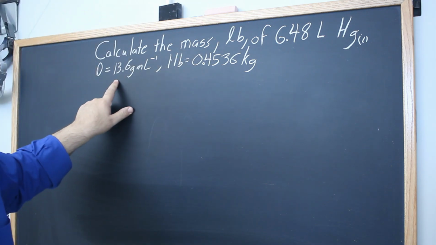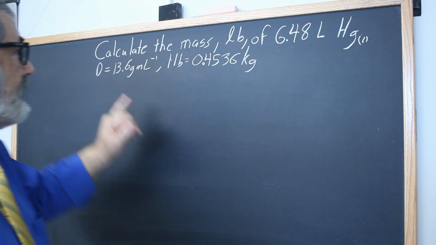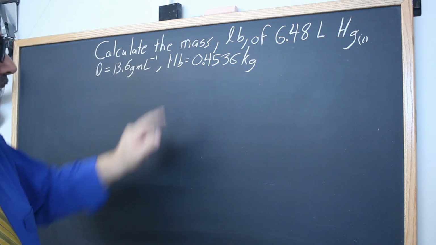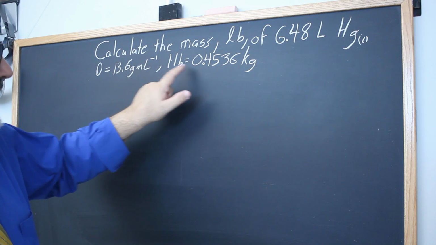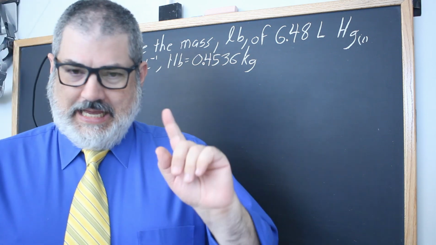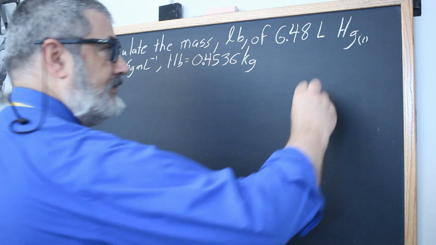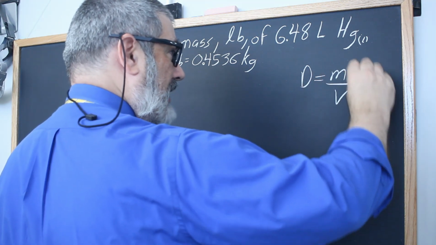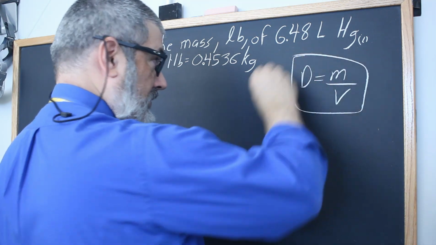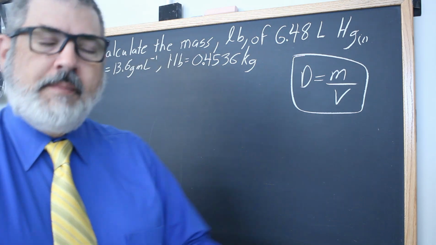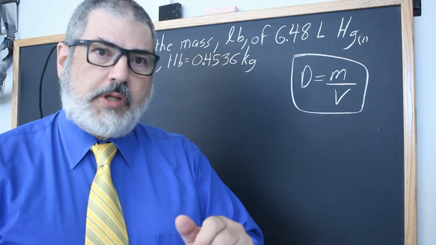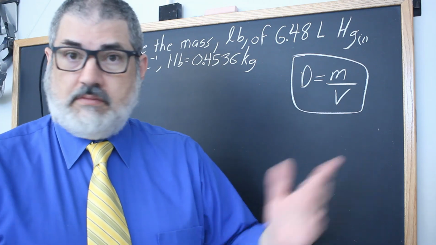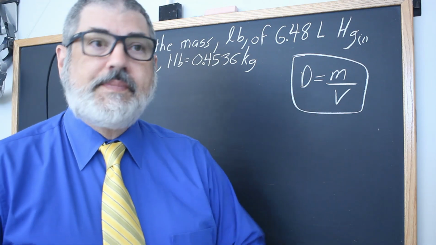Well, I give you the density of mercury, 13.6 grams per milliliter, and then I give you the unit conversion between pounds and kilograms. Notice what I do not give you. I don't give you this. Density is mass divided by volume, which is certainly very useful to know, but with dimensional analysis, we're going to derive that equation and not need to know it explicitly.